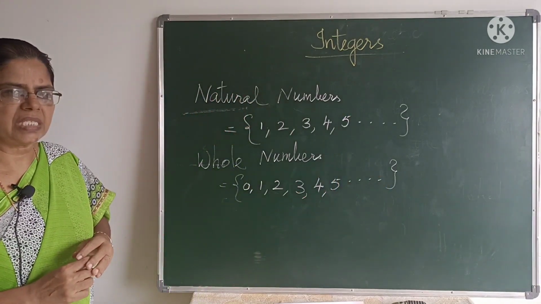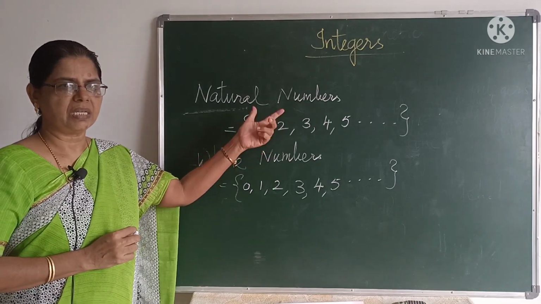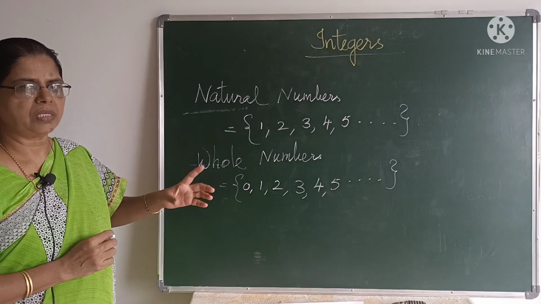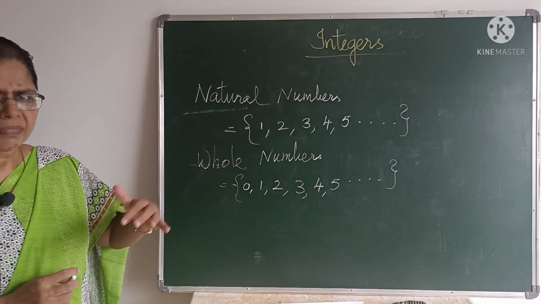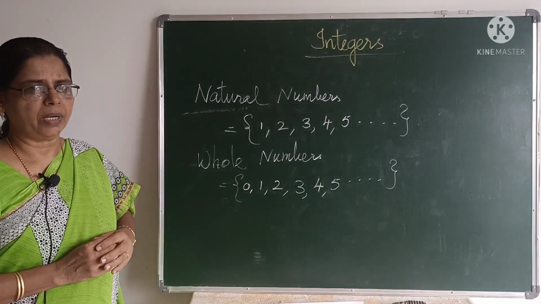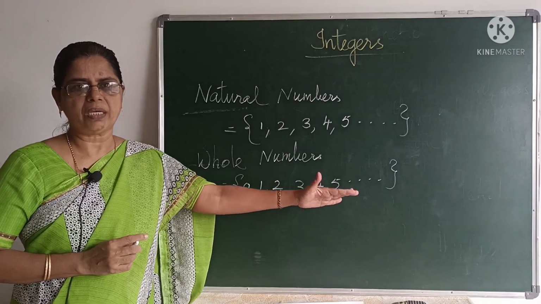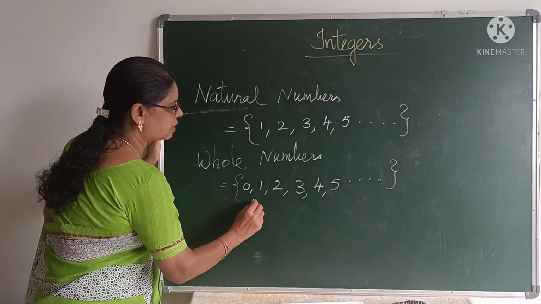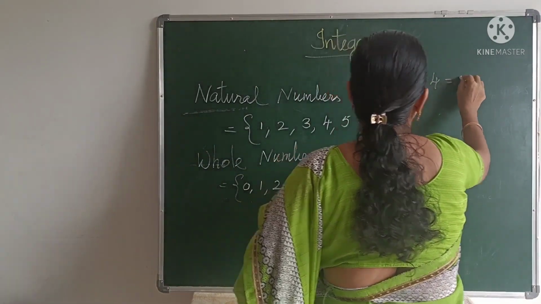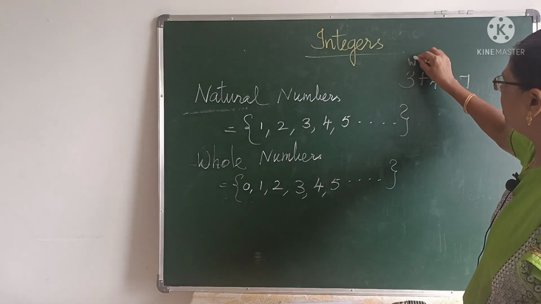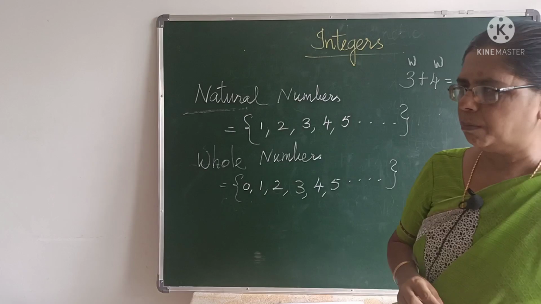If I ask which is the smallest natural number, you will say 1 is the smallest natural number. Which is the smallest whole number? 0 is the smallest whole number. You have learned addition of whole numbers. When you add two whole numbers, the answer is going to be a whole number. For example, 3 plus 4 is equal to 7. 3 is a whole number, 4 is a whole number and the answer is also a whole number.